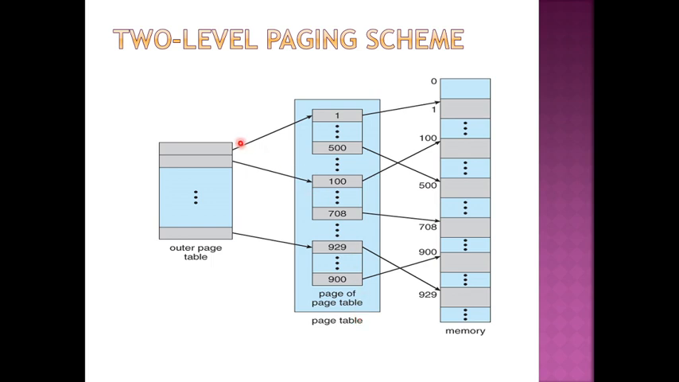Here, every entry in the outer page table has the address of another page table. That means when I reference the index of this page, I am pointed to another page table. This is the nature of hierarchical paging. Instead of storing everything in a single page table, I divide the page table into smaller page tables, and the starting addresses of the inner page tables are stored in the outer page table.